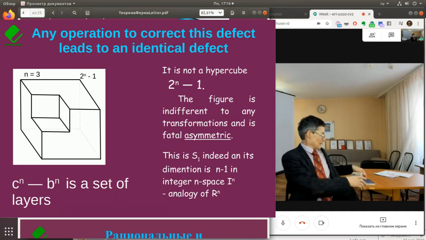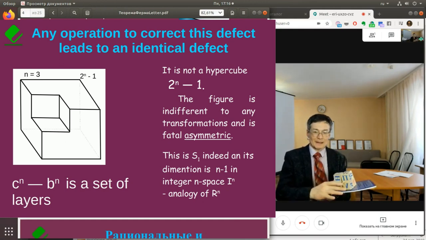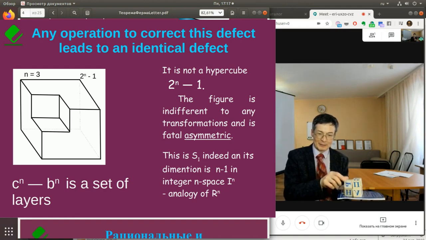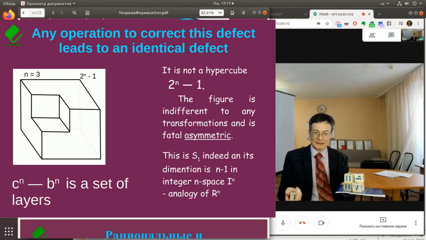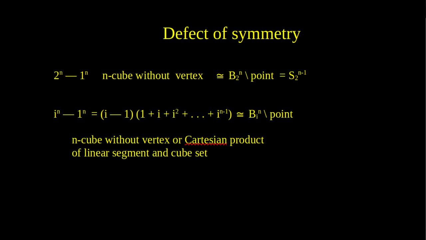A paradox arises. From the algebraic decomposition, it follows that figures in the form of a cube with a defect in the form of a missing point, corresponding to the expression I in degree n-1 or 2 in degree n-1, indifferent to elementary transformations, have dimensionality 1 unit less than the space in which these figures are created. Given the above, such expressions and figures correspond to a set of layers or a layer.